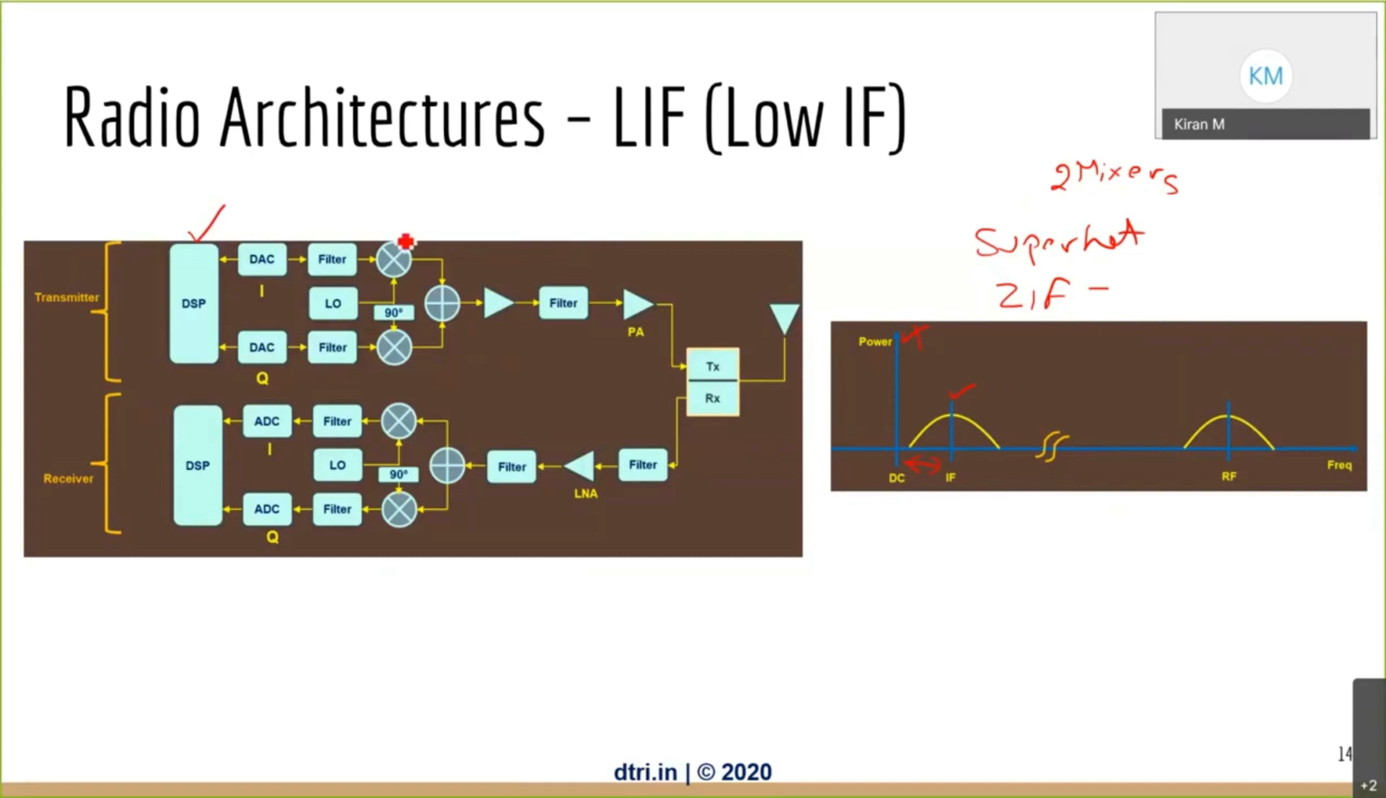So this is the first mixing stage, and it is inside the DSP on the transmit. The second mixer is still outside. This mixer converts from the IF to RF. On the receive, you have the same thing. You first convert from RF to IF. Then within a DSP, you convert from IF to your baseband.